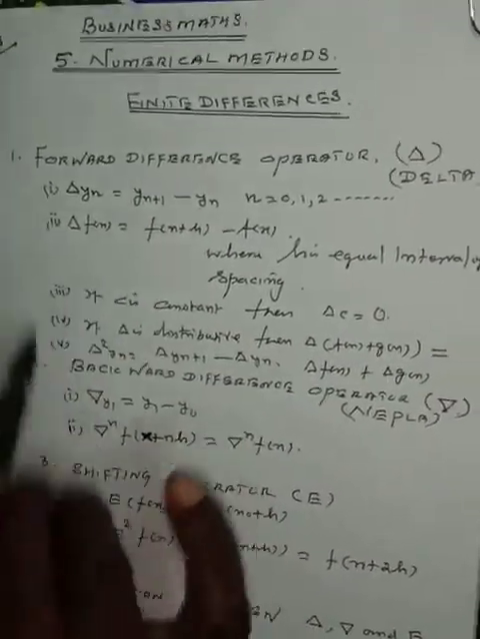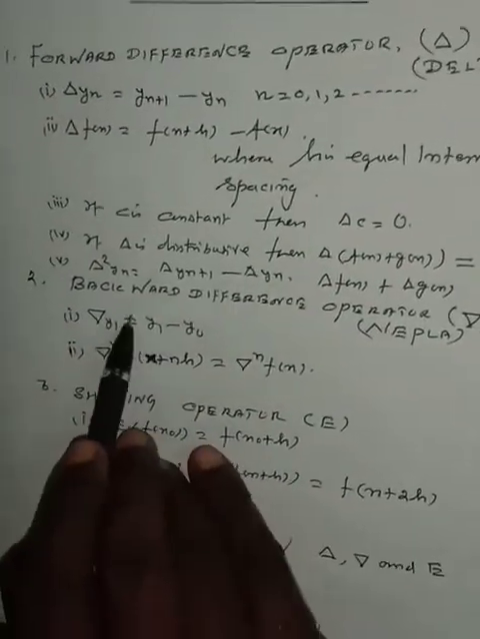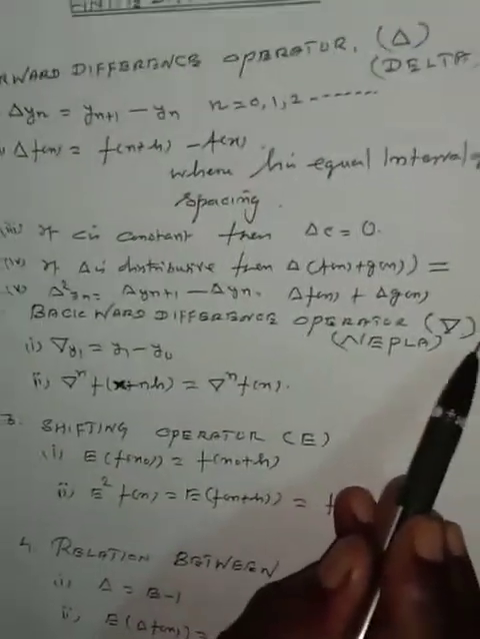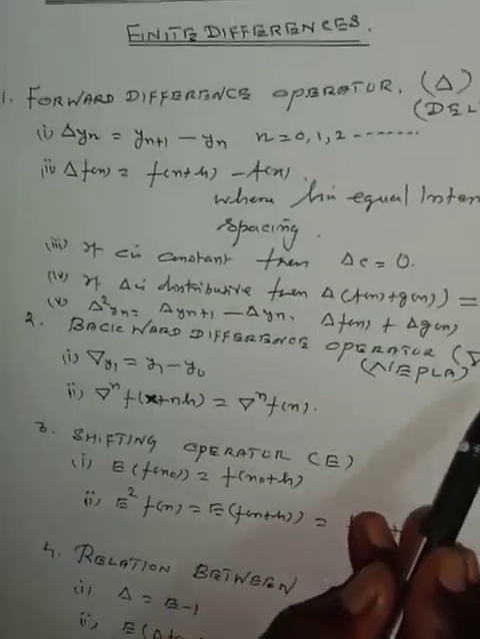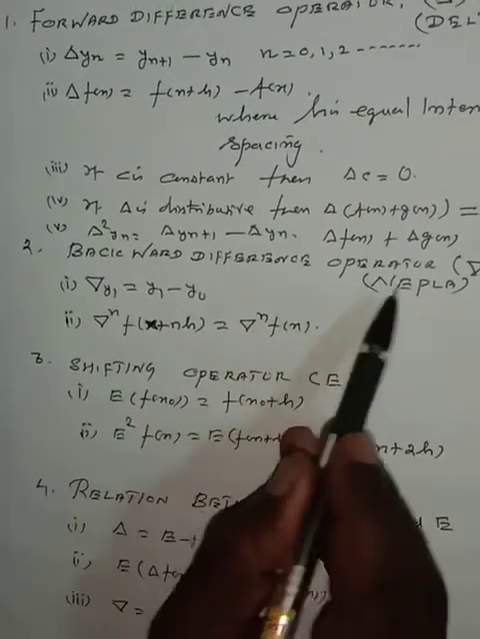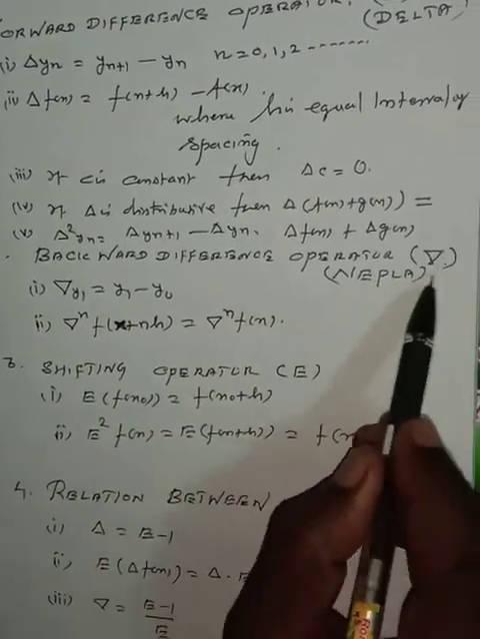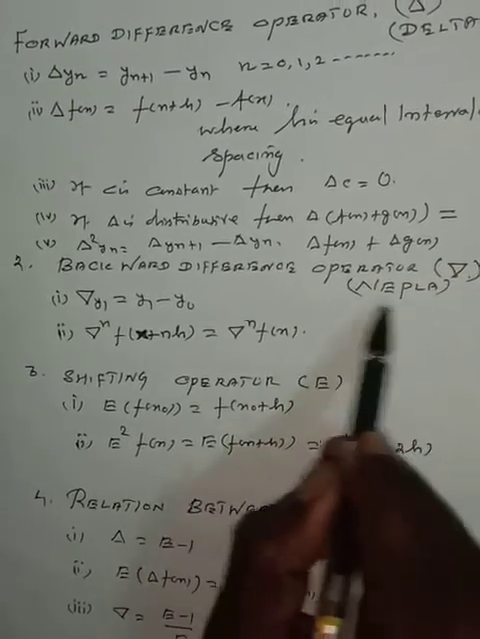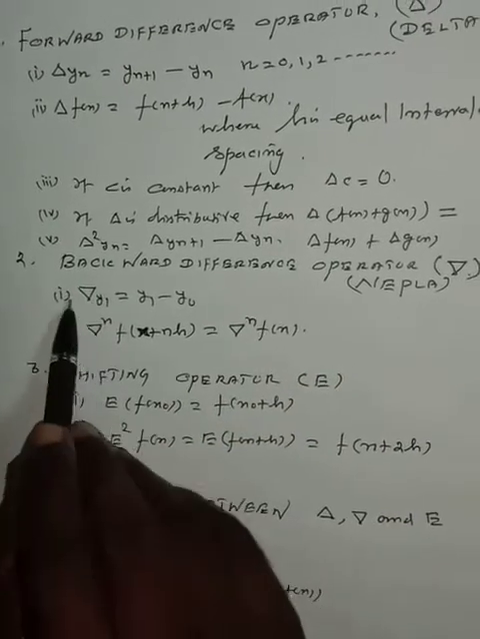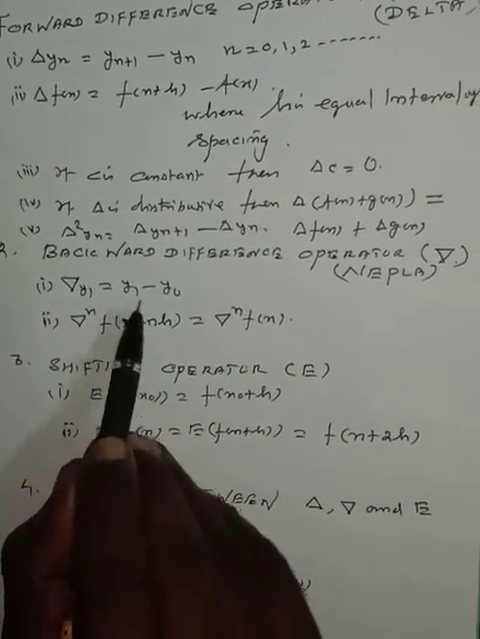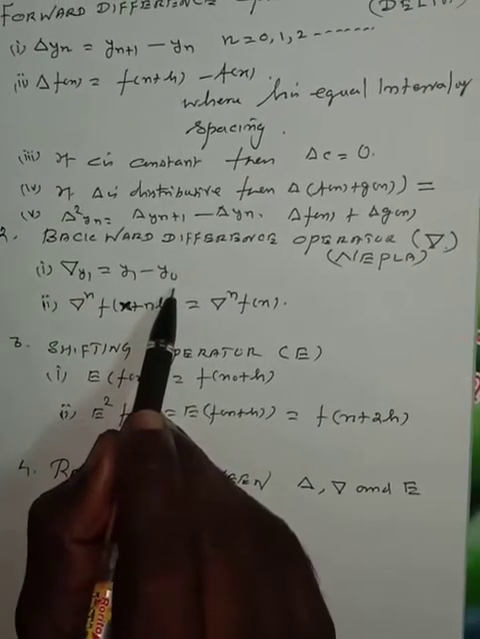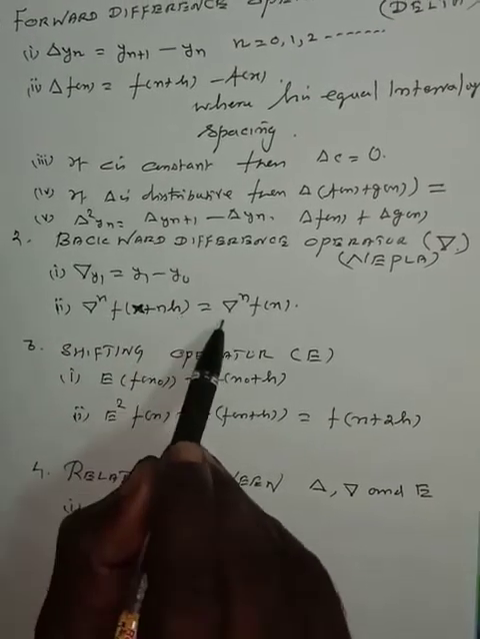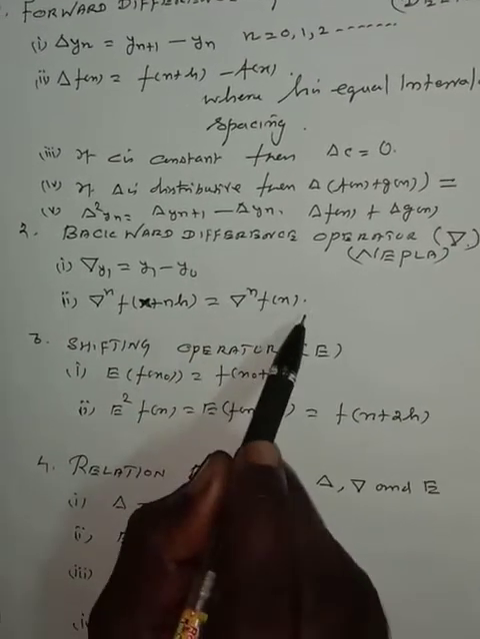Number 2, backward difference operator, nabla. The symbol is an inverted triangle, read as nabla. Number 1, nabla y1 is equal to y1 minus the previous value y0. Number 2, nabla power n f of x plus nh is equal to nabla power n f of x.